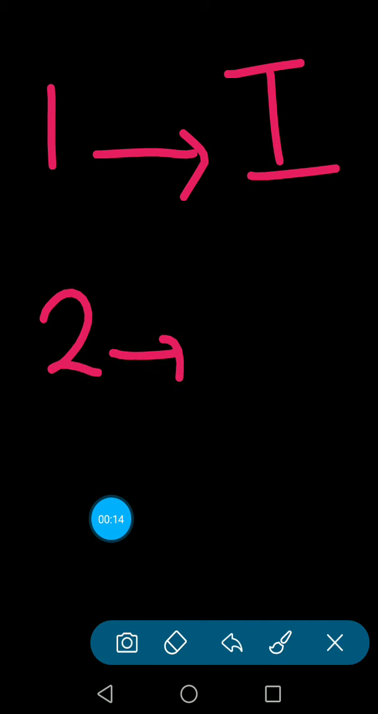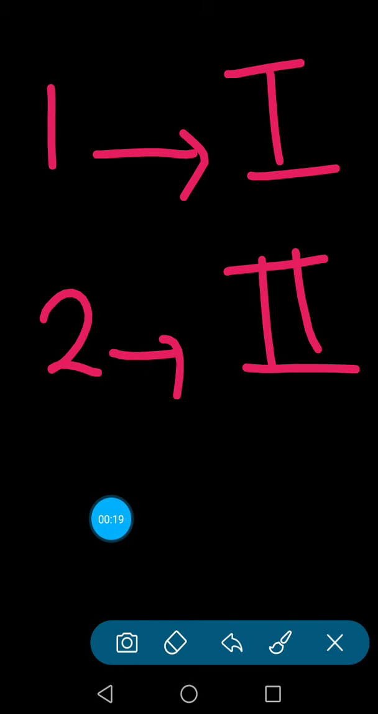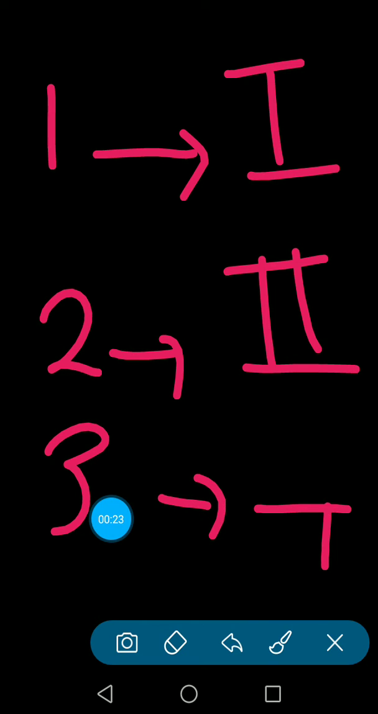Okay, how to count using Roman numbers. Number 1 means I write I. Number 2, I will repeat I 2 times, double I. Number 3, triple I. Then, how to write number 4?